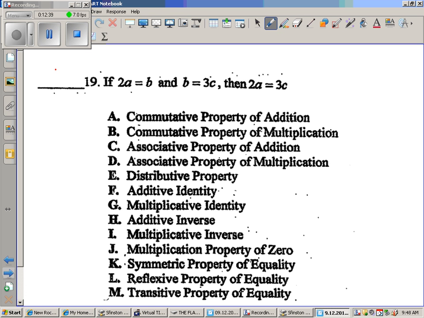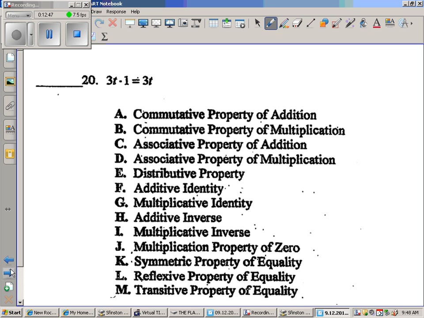Very nice. Yeah, transitive property, because we're making that jump from 2A equaling B and B equaling 3C to 2A equaling 3C. And finally, I think, last one on this sheet. Let's go with somebody new. Yeah, multiplicative identity. Anything times 1 is just itself. Let's flip over that page.